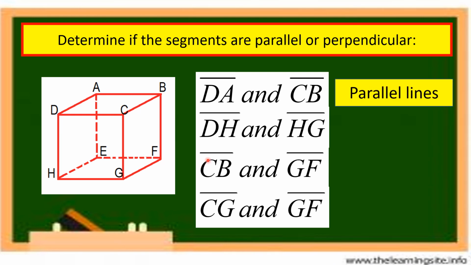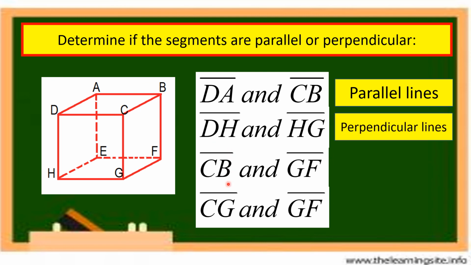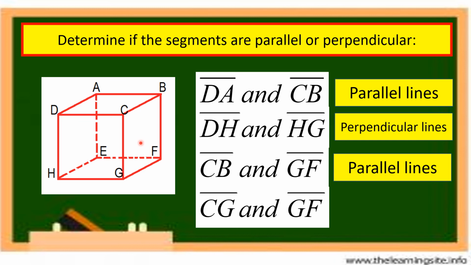We have another pair, segment DH and segment HG. This is segment DH. This is segment HG. So what angle is formed here? So we have a right angle. Therefore, the lines are perpendicular. We have segment CB and segment GF. The two lines are parallel. And we have another one, segment CG and segment GF. That is a box. Therefore, this is a right angle.